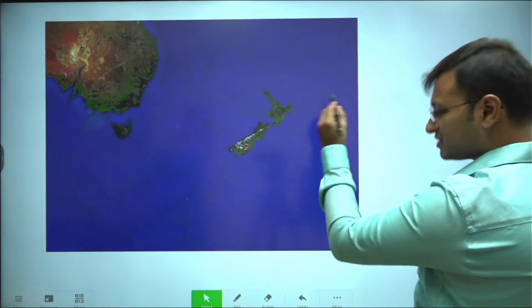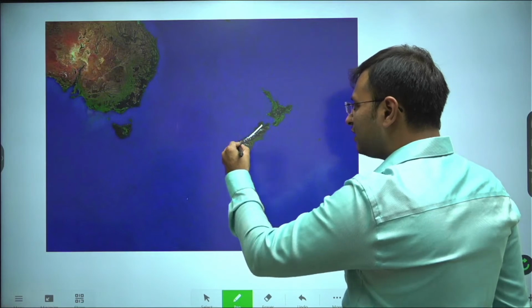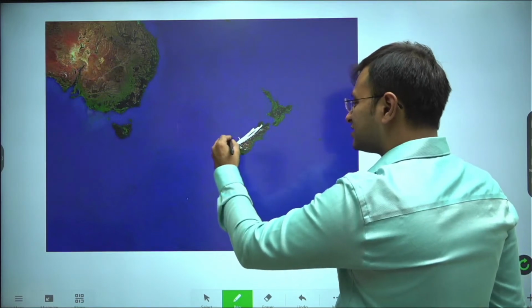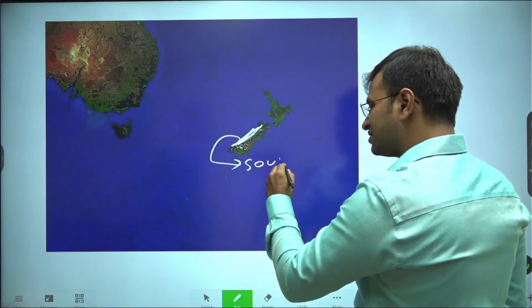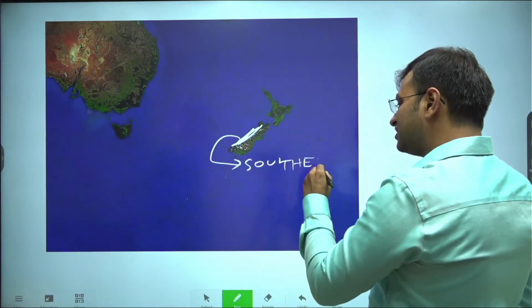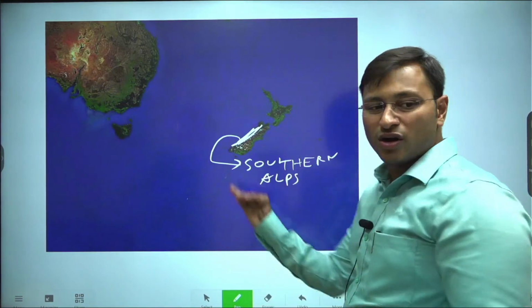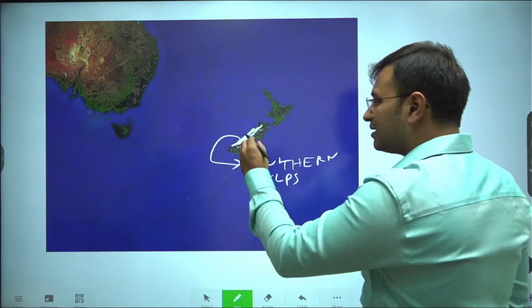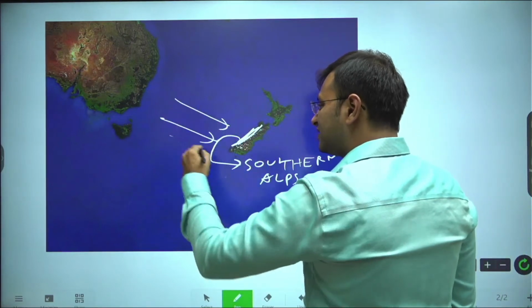Imagine this is New Zealand, and on the west coast of New Zealand you have a mountain range called the Southern Alps. And what do these Alps do? These Alps again act as orographic barriers to the oncoming westerly winds like this.